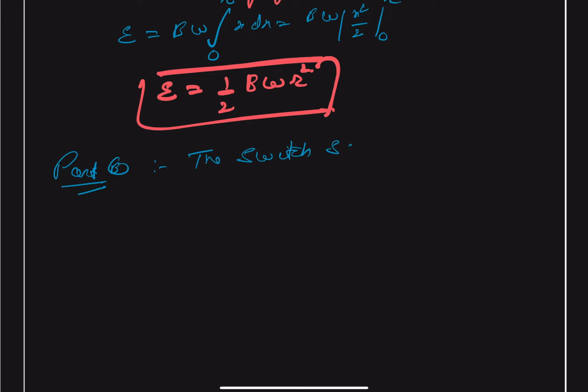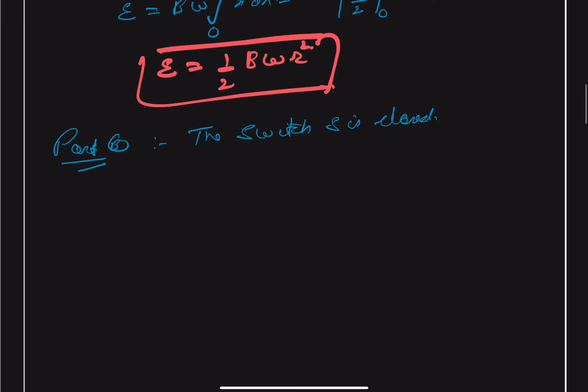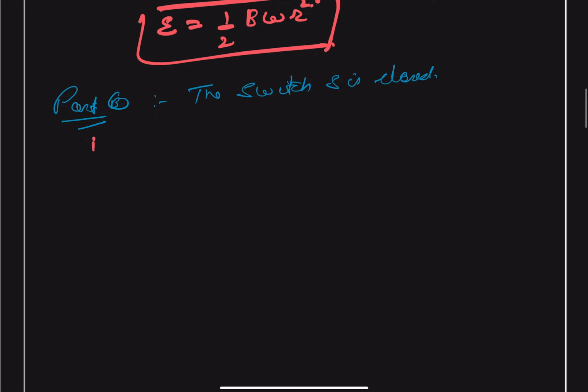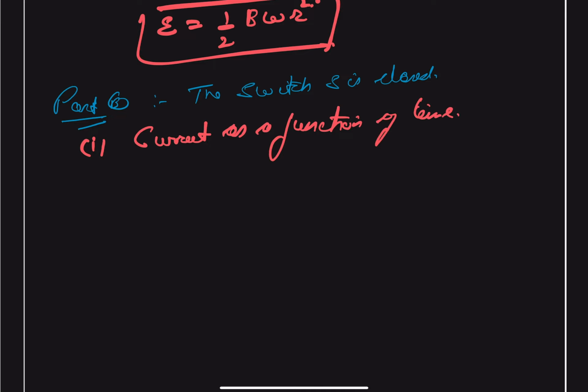The switch S is closed. And in the first subpart, we are supposed to find out current as a function of time.